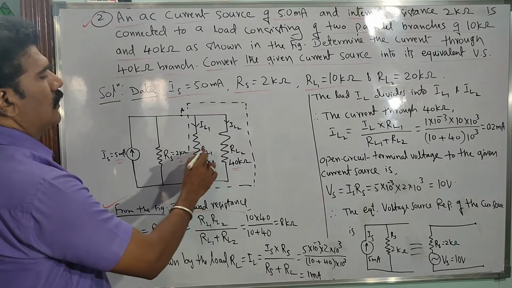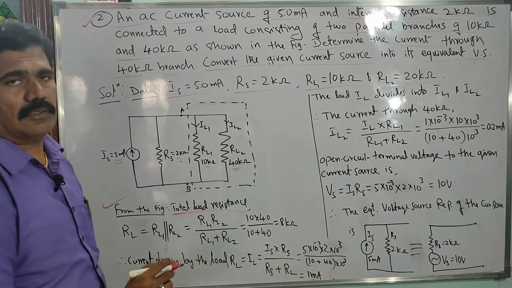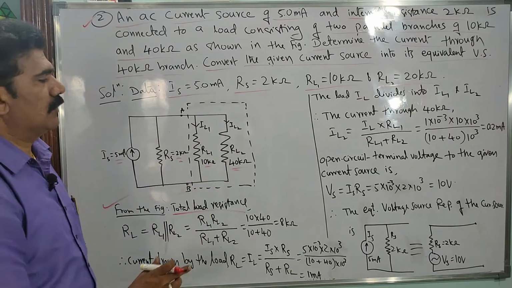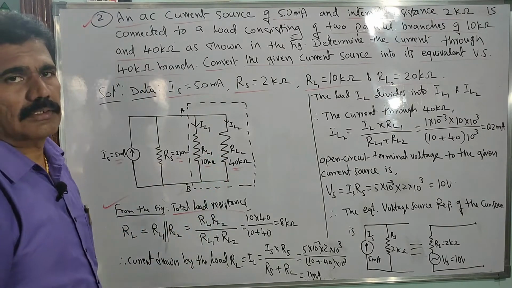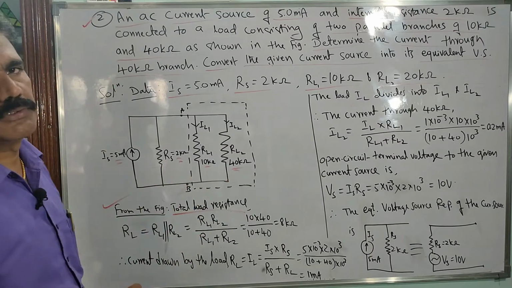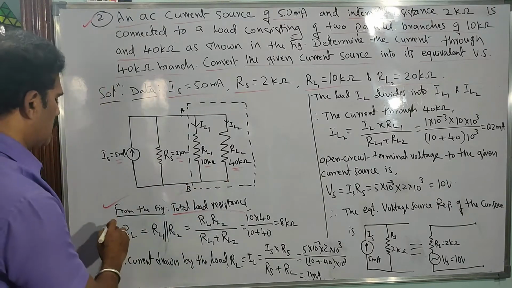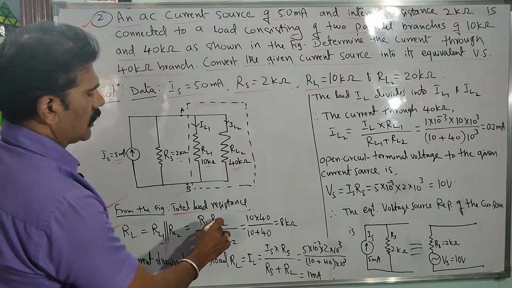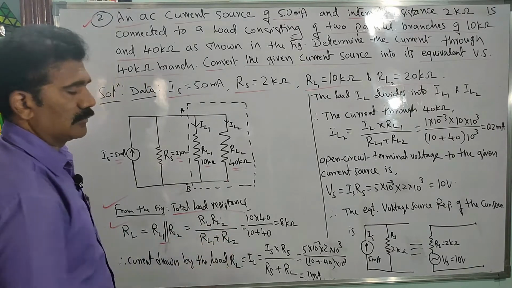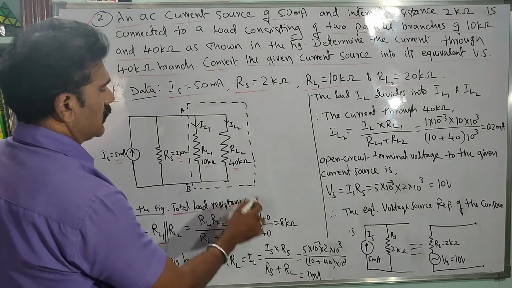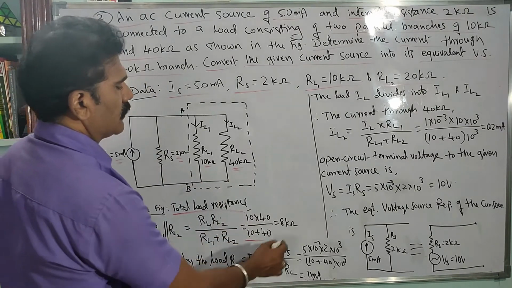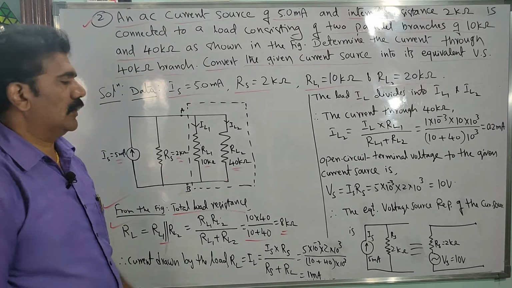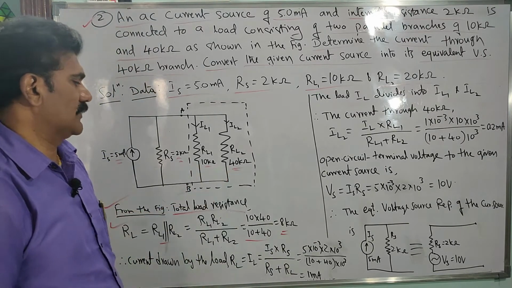From the figure, first you calculate the total load resistance. RL1 and RL2 both are load resistors. How are they connected? They are connected in parallel to each other, right? So apply the formula for the equivalent resistance of two resistances in parallel. RL is equal to RL1 parallel with RL2, so RL1 into RL2 divided by RL1 plus RL2. That is 10 into 40 by 10 plus 40, and you will get 8 kilo ohms as the equivalent resistance, the total load resistance.